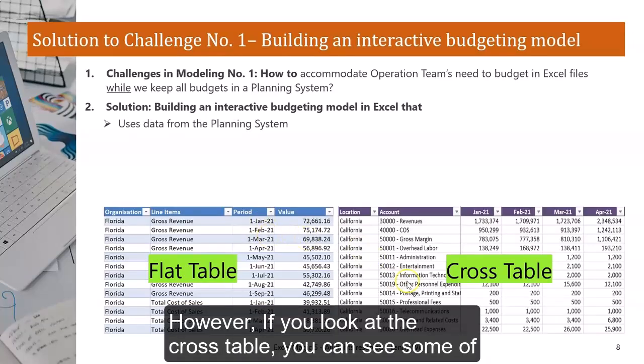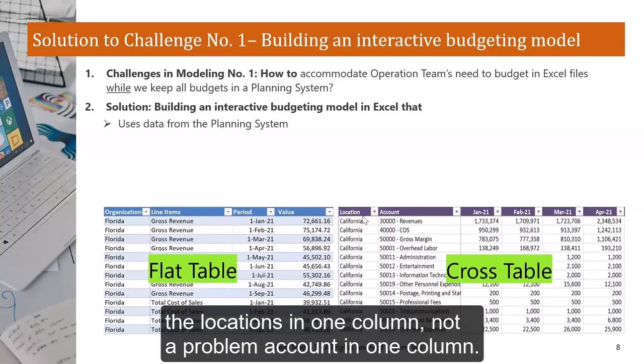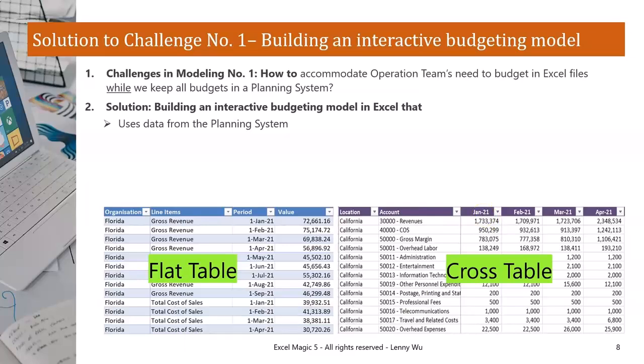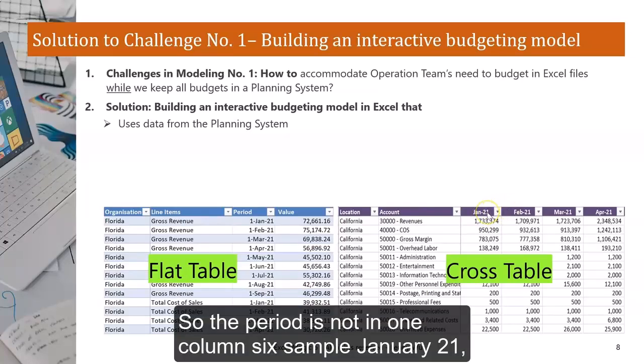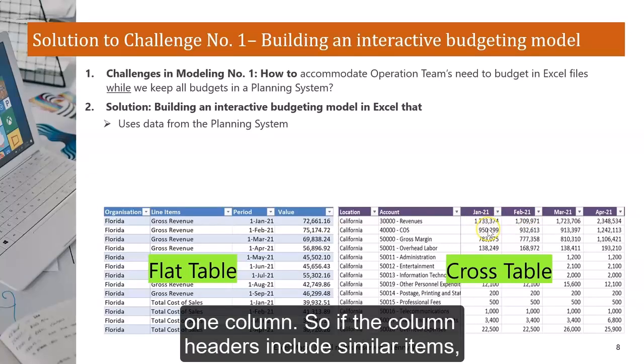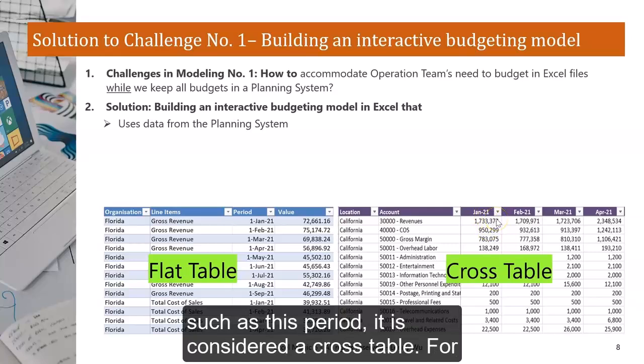However, if you look at the cross table, you can see some of the locations in one column, not a problem. Account in one column. But if you look at the column headers, these are the periods. So the periods are not in one column. For example, January 21, February 21, they are all in the column headers rather than in one column. So if the column headers include similar items such as this period, it is considered a cross table.